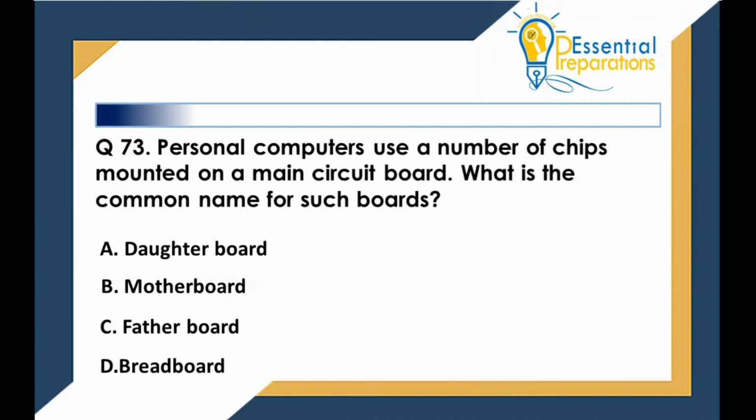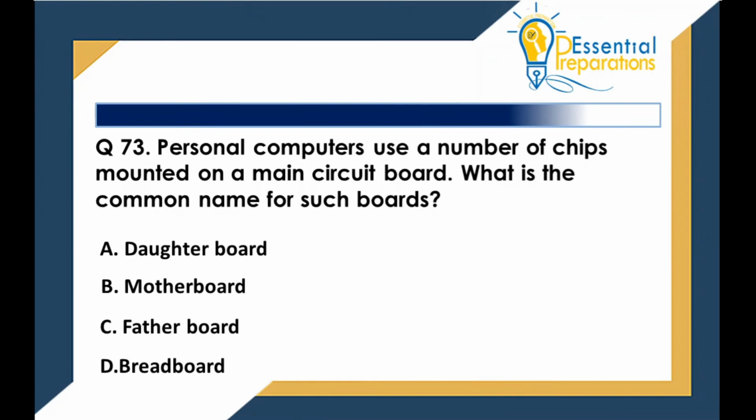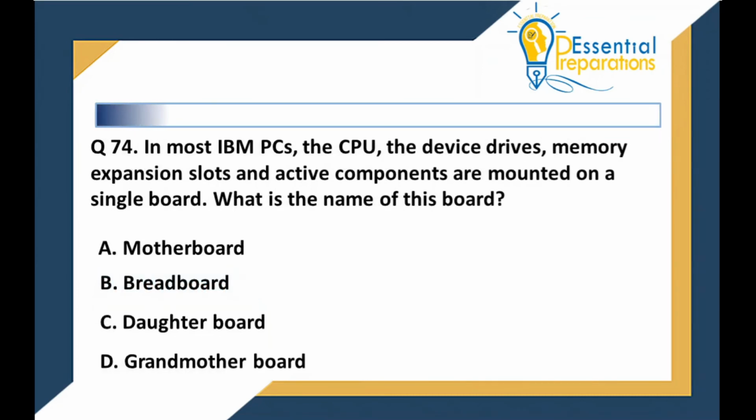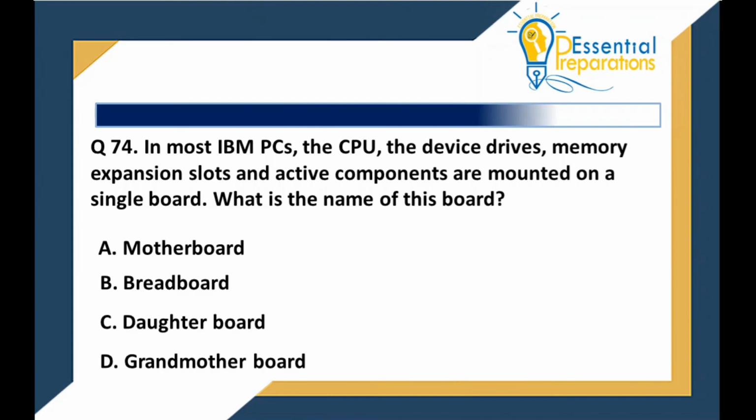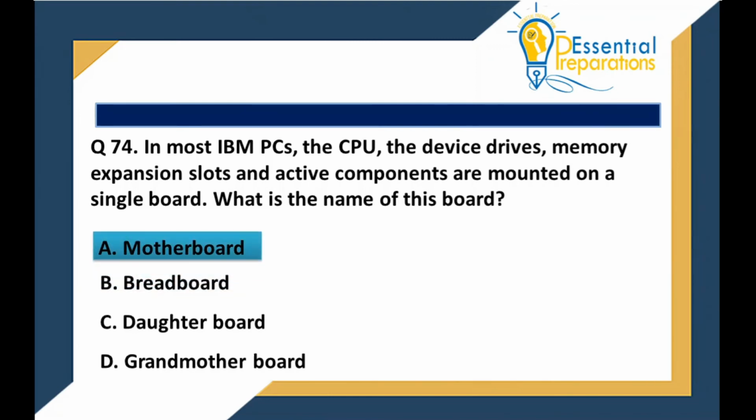Personal computers use a number of chips mounted on a main circuit board. What is the common name for such boards? B. Motherboard. In most IBM PCs, the CPU, the device drives, memory expansion slots and active components are mounted on a single board. What is the name of this board? A. Motherboard.